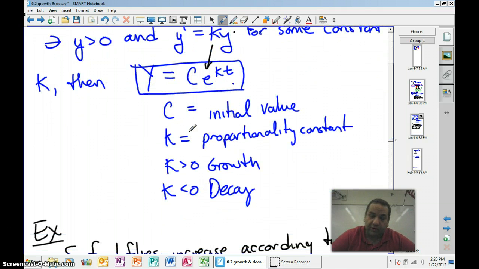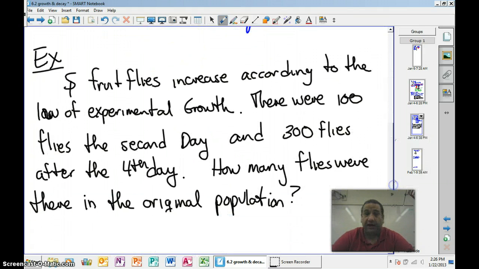So here's our players. There's the initial value, proportionality constant, growth and decay, depending on k. If k is greater than 0, it's a growth. If it's less than 0, it's a decay. Very simple. So let's do a problem. Fruit flies. Suppose, that's my thing for suppose, fruit flies increase according to the law of exponential growth. There were 100 flies on the second day, and 300 flies on the fourth day. How many flies were in the original?